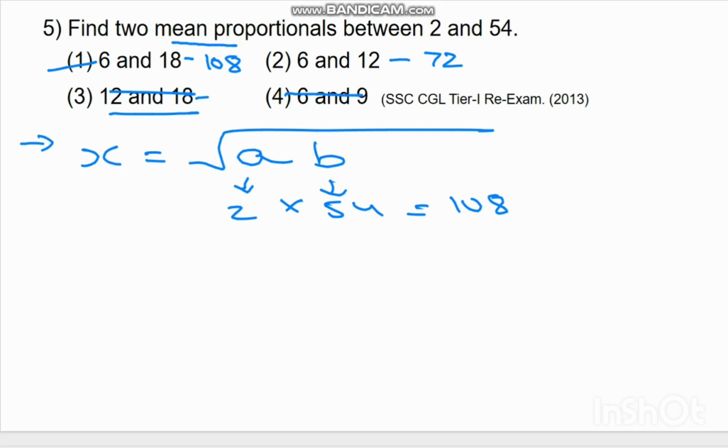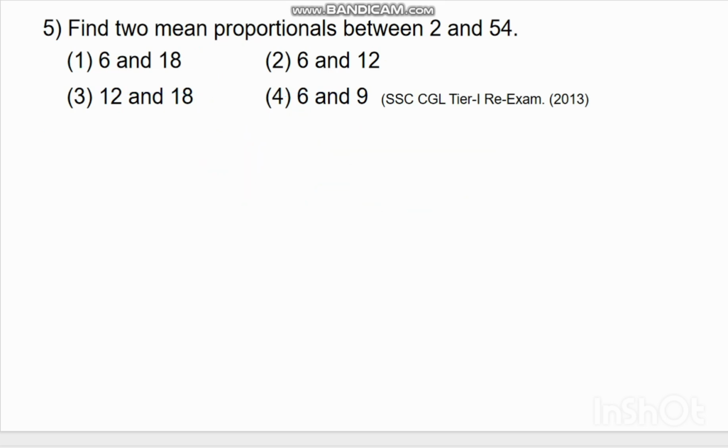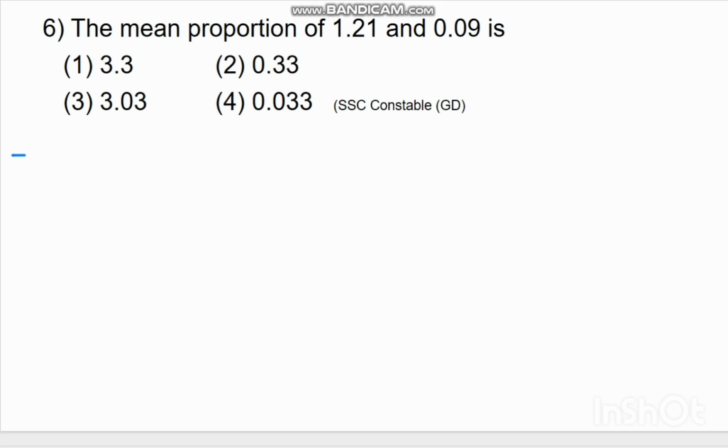Guys, listen carefully. Sometimes in the question they will directly ask it, so we can do it without doing a sum and just see the answer. They ask here about the mean proportion. So we know that the mean proportion is nothing but x equal to root AB.